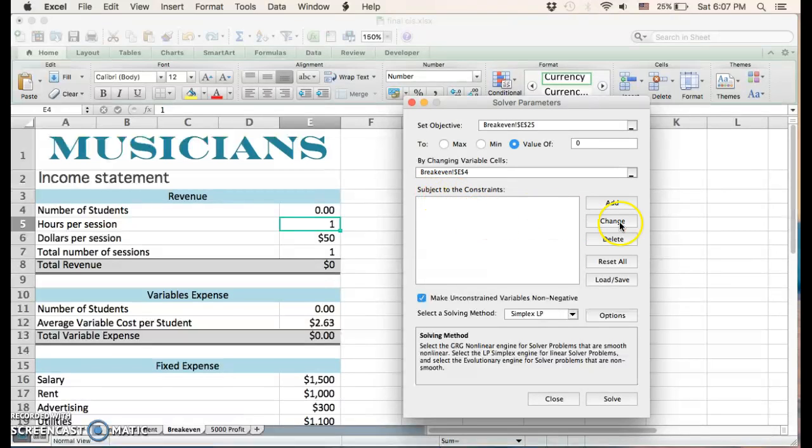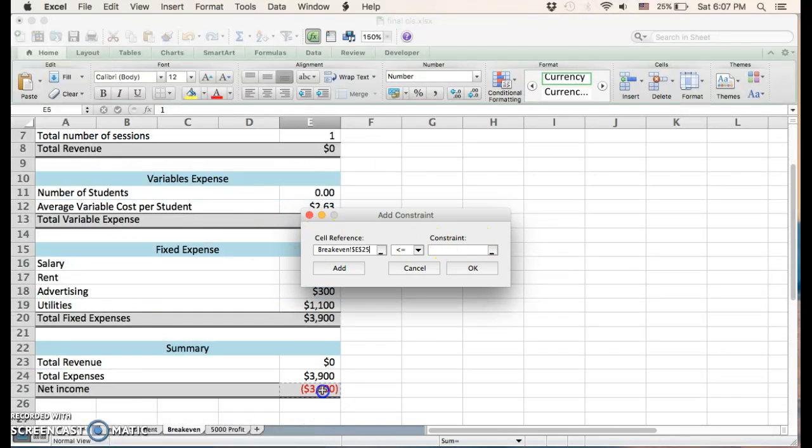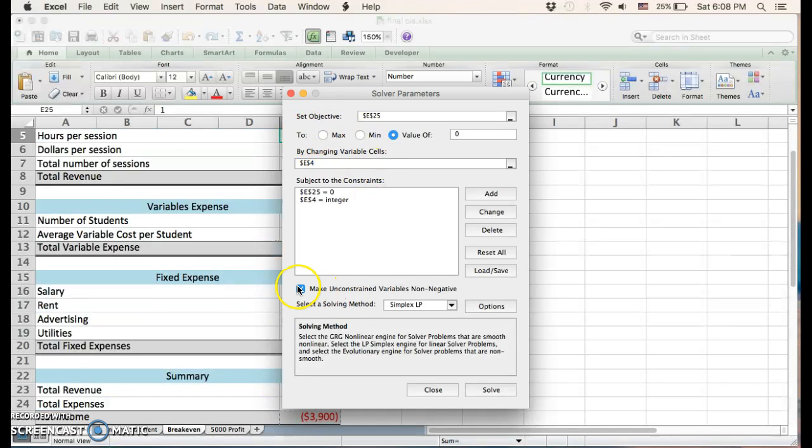For constraints, we want net income to be equal to 0. I also want to add the number of students to be integers because there is no such thing as a fraction of a person. So, make sure this is checked, and it's the simplex LP solving method, and we press solve.